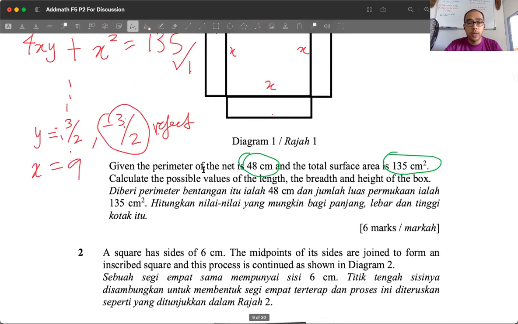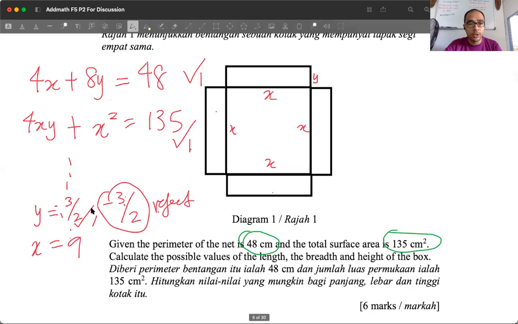Okay, so sorry, so 1, 2, so you get 3 and then you get 4 and then somewhere in here the calculation you get 5 lah. Kamu gantikan dengan betul kan, you get the 5th mark. So where does the 6th mark come from? Because the question is calculate the possible values of the length, the breadth and the height of the box.